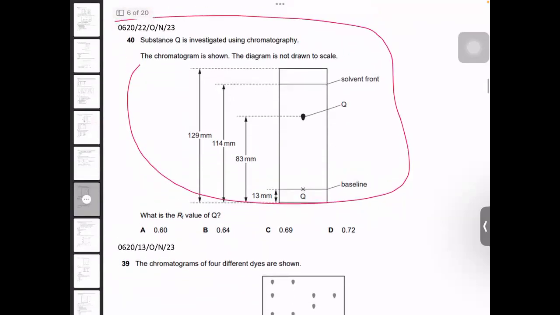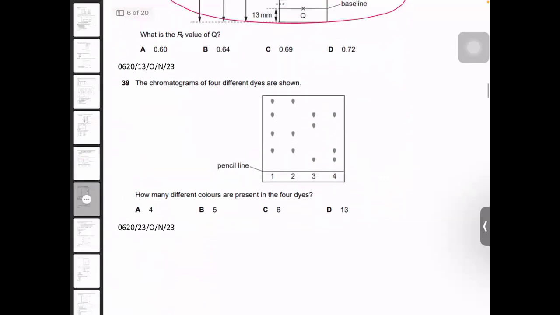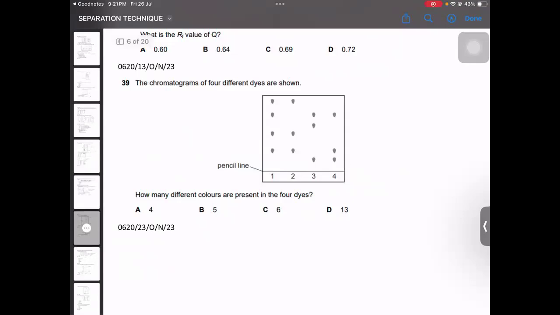Okay, sir. Same thing. See this question, same thing. Question 39. Then we have to look at the chromatograms of 4 different dyes that are shown. How many different colors are present in the 4 dyes?